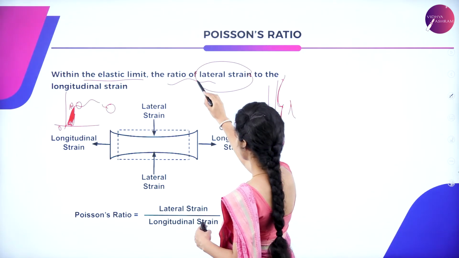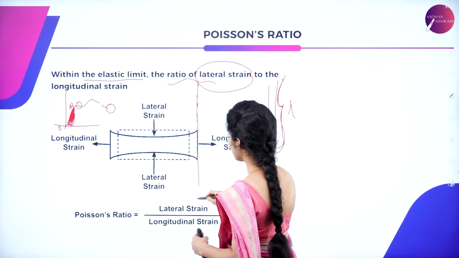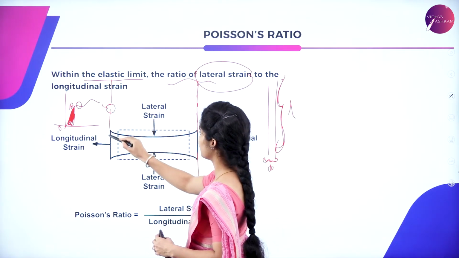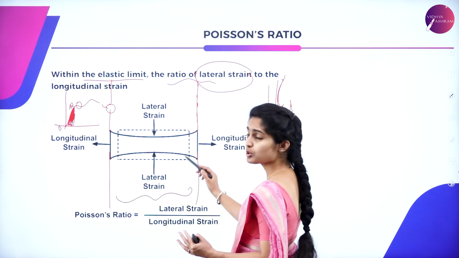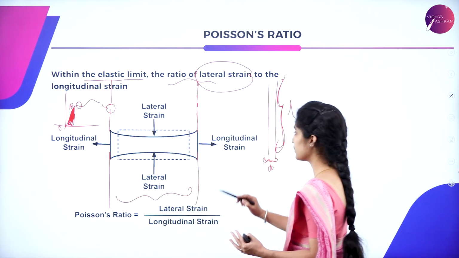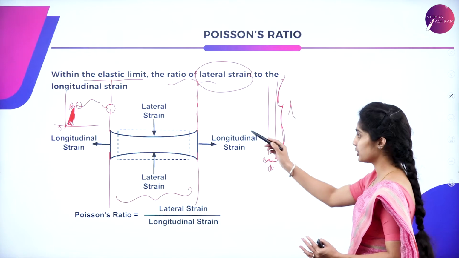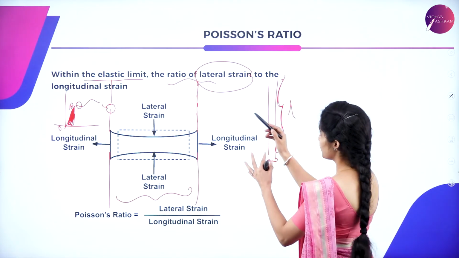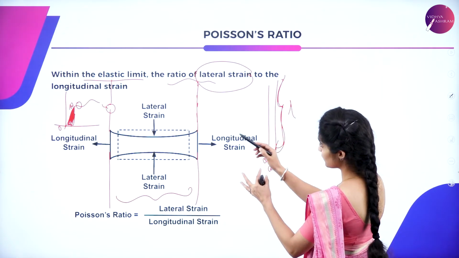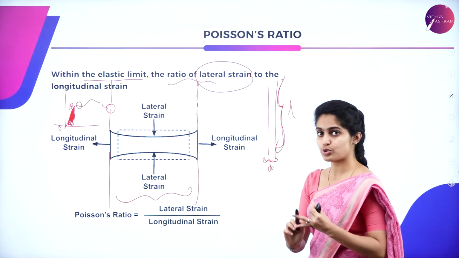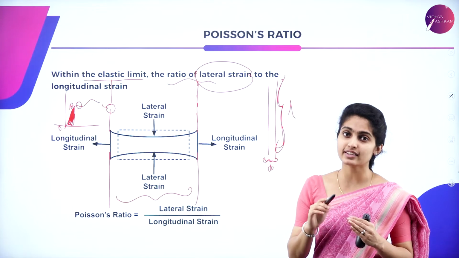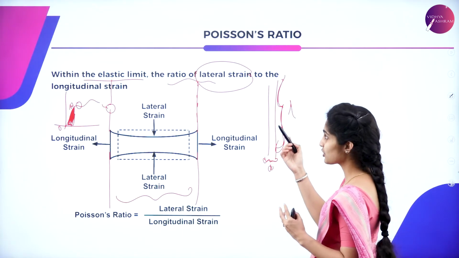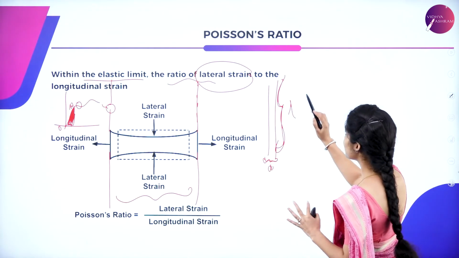So here, suppose you are considering the magnified image of a wire, so it is extended. This can be the diameter, so it is lateral, and this can be the longitudinal, that is the length. So it is a ratio of strain to strain. Before, we studied modulus of elasticity, that is stress to strain, but here it is a ratio of strain to strain. So on both sides we have strain.